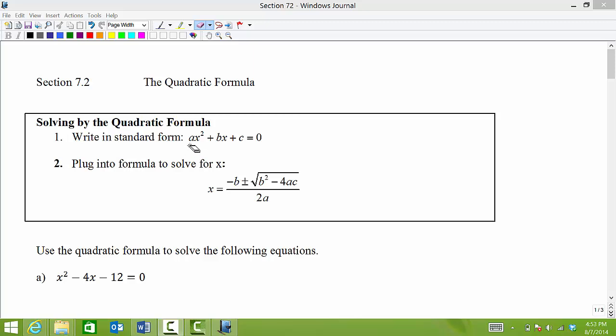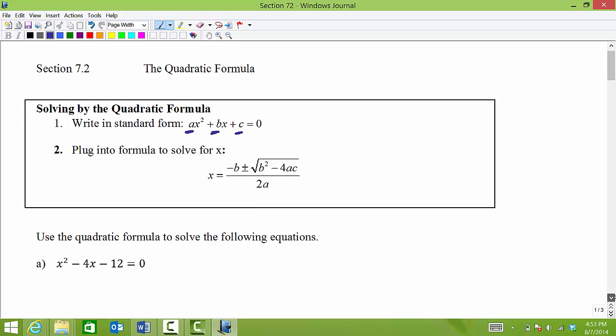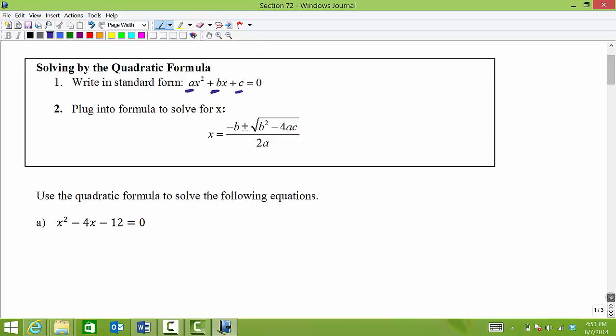Once our equation is in standard form, the a is whatever's in front of x squared, the b is the number in front of x, and the c is the constant. We need to memorize this quadratic formula.